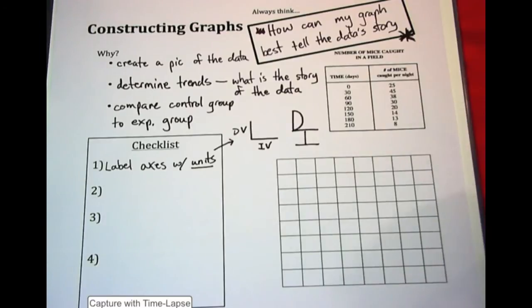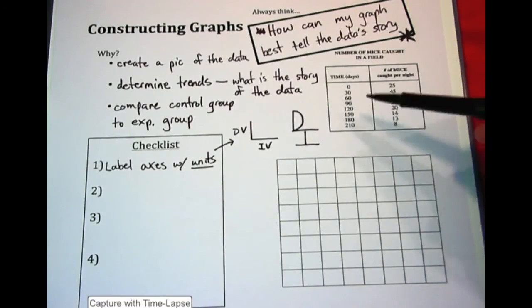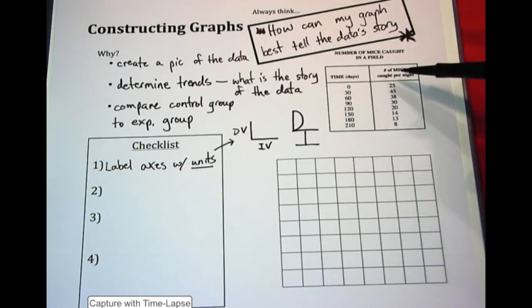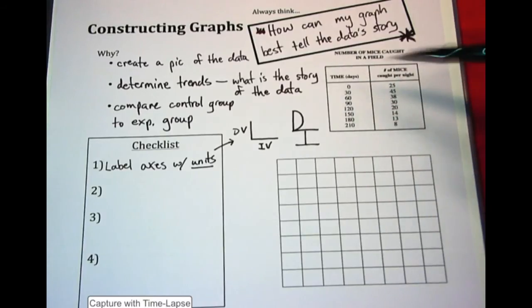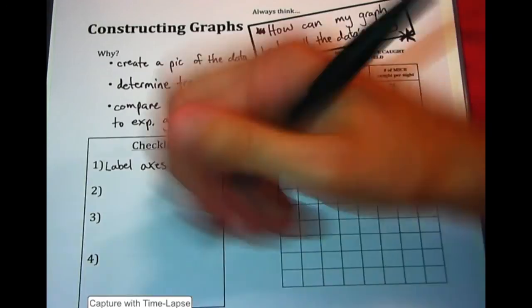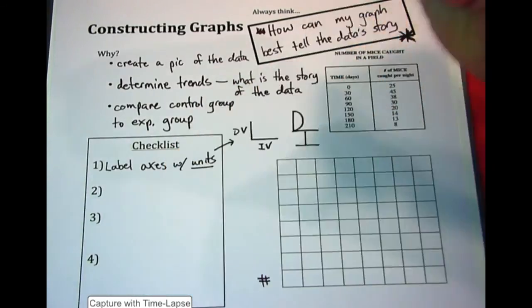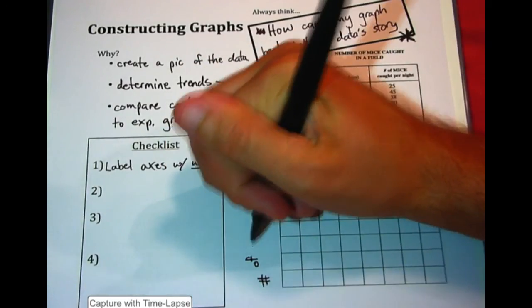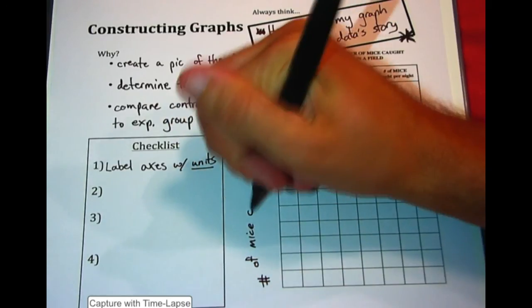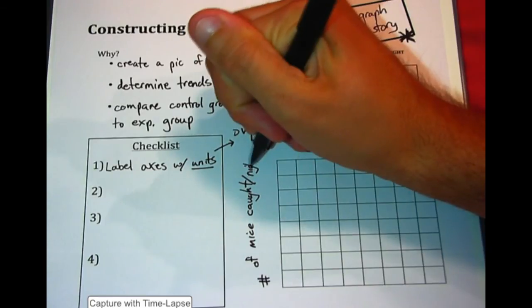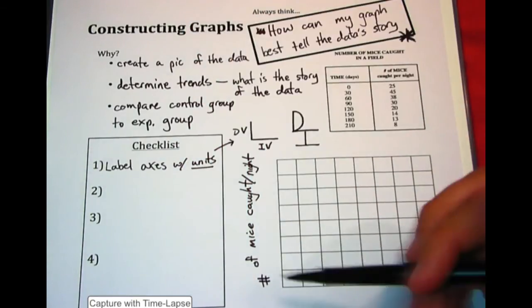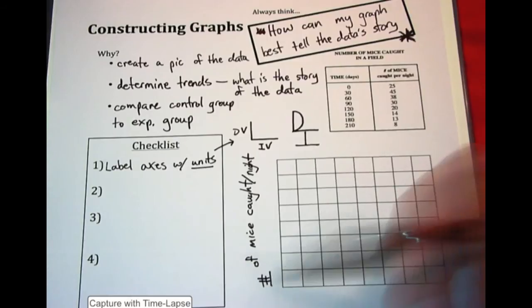All right, so let's label our axes. In this case, we have our data set right here. It's pretty simple data. What they were doing is measuring the amount of mice caught per night over a certain amount of time. That's our dependent variable, so we could label our y-axis number of mice caught per night. The units for this is essentially just the number of mice.